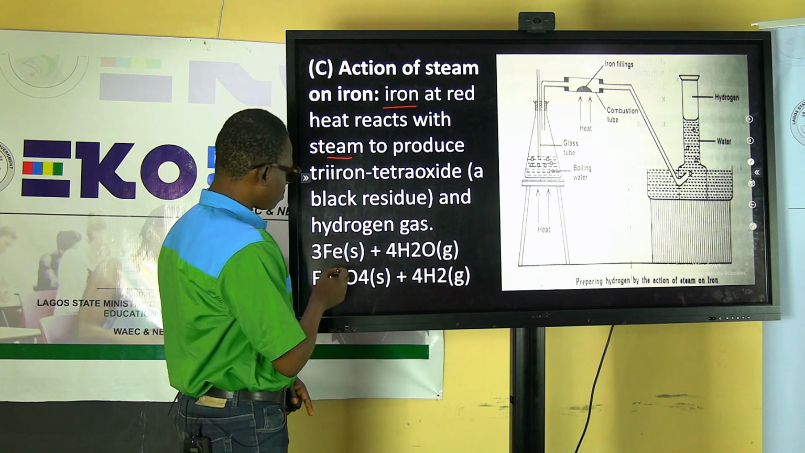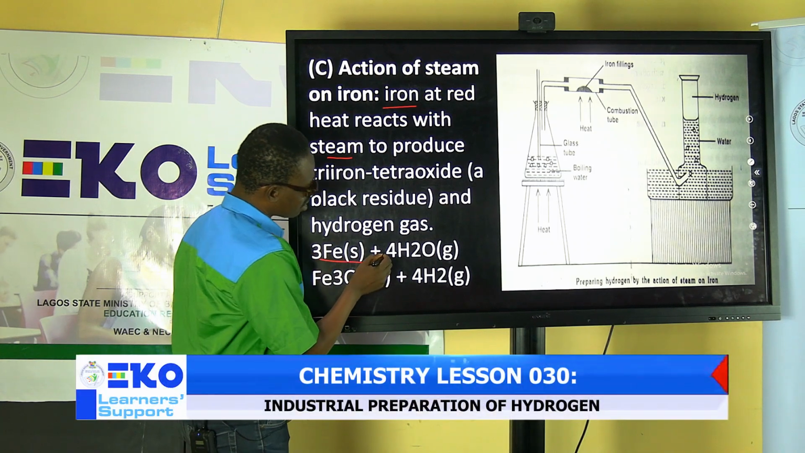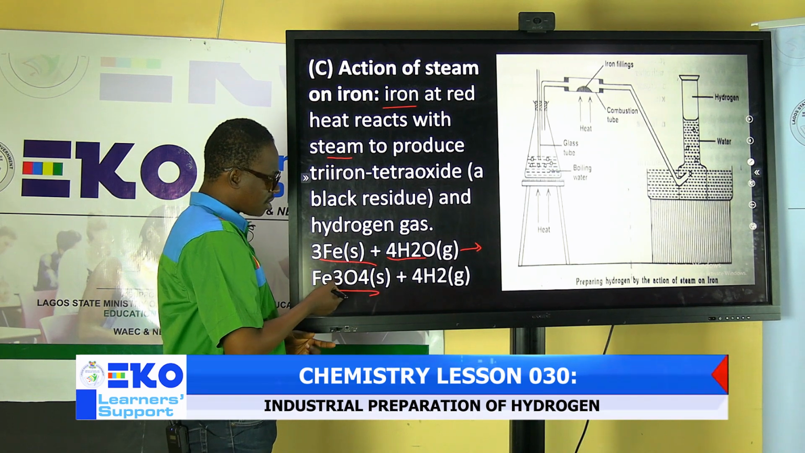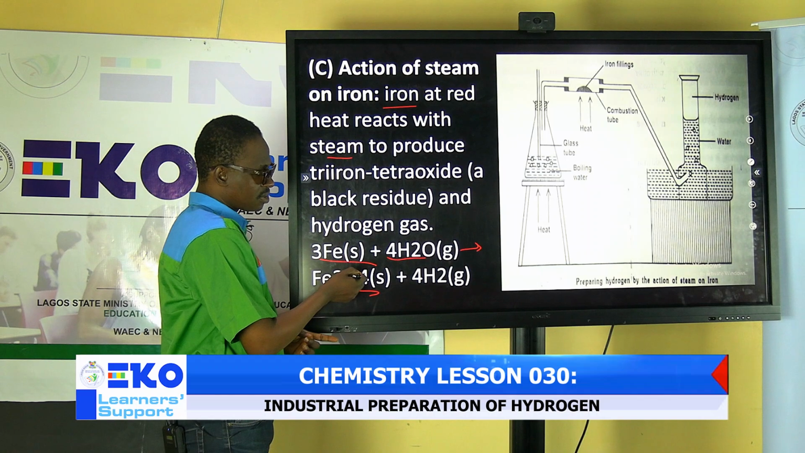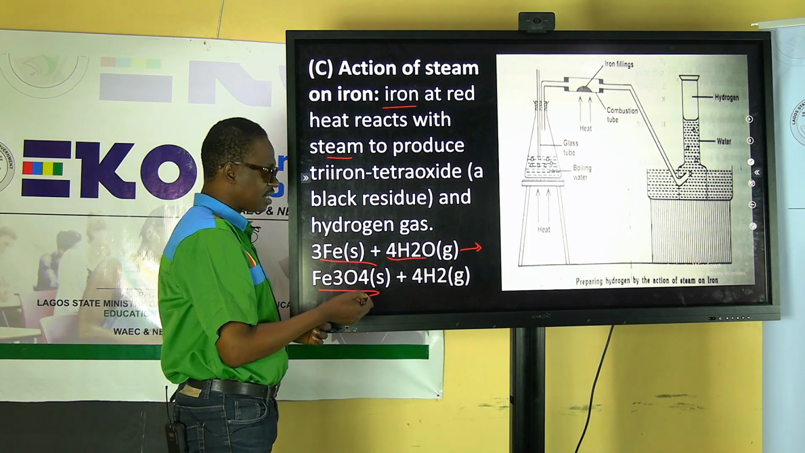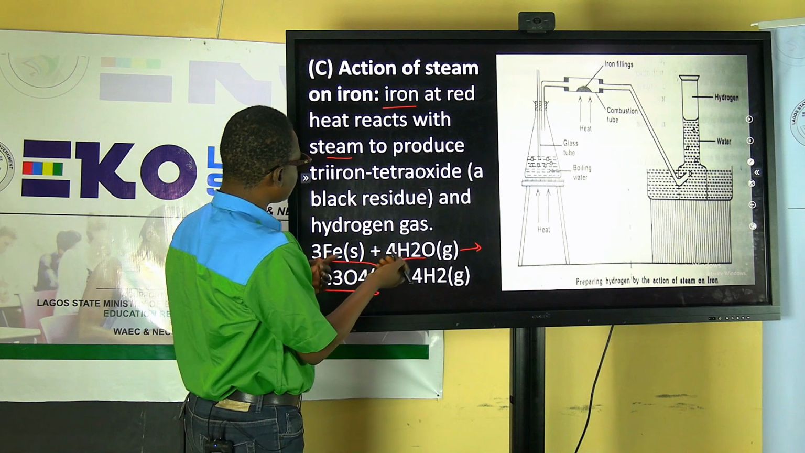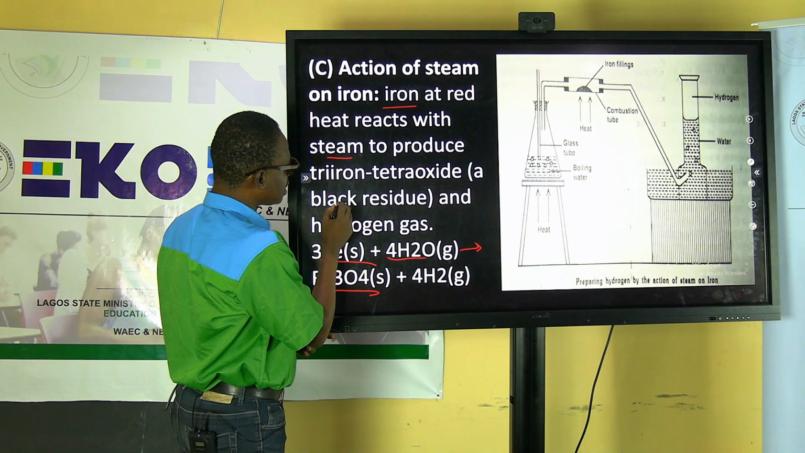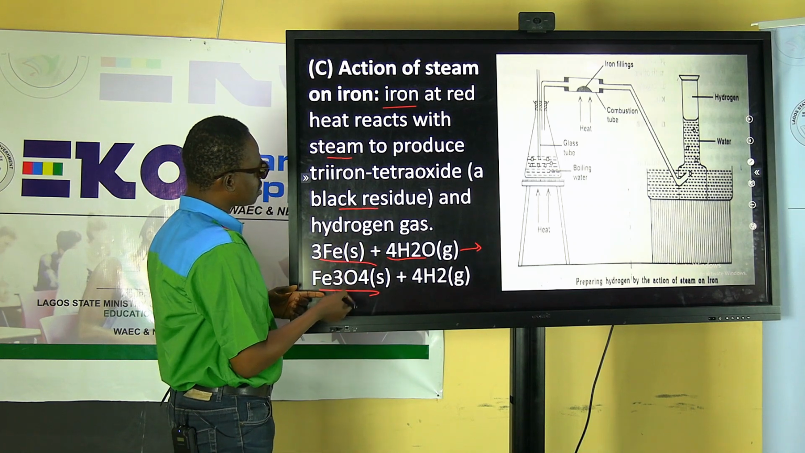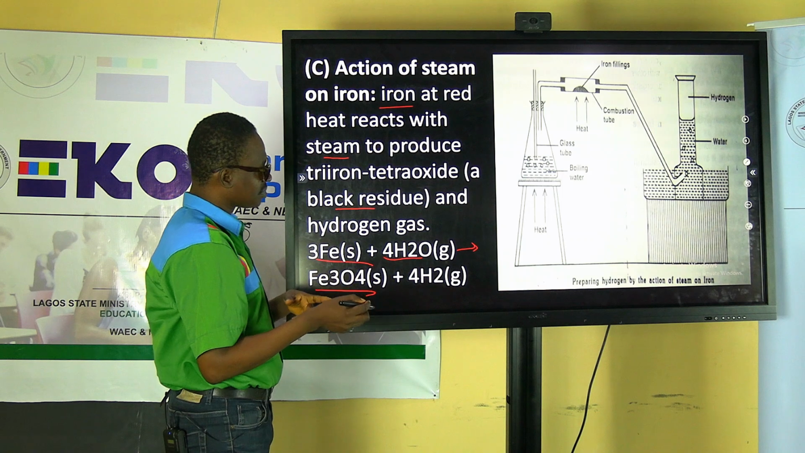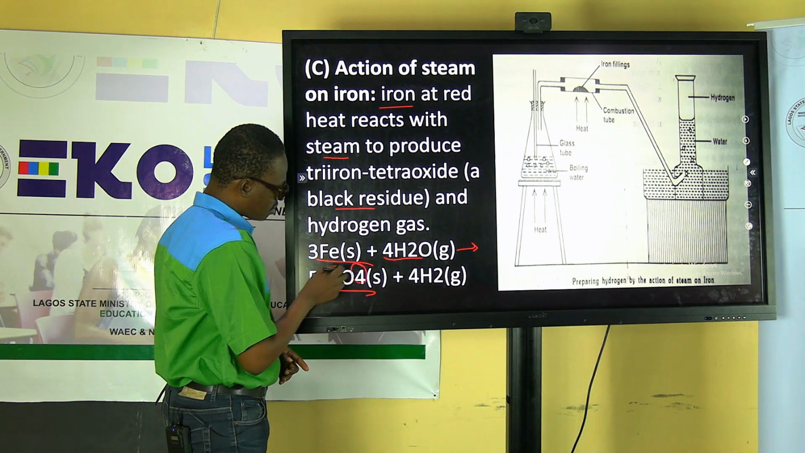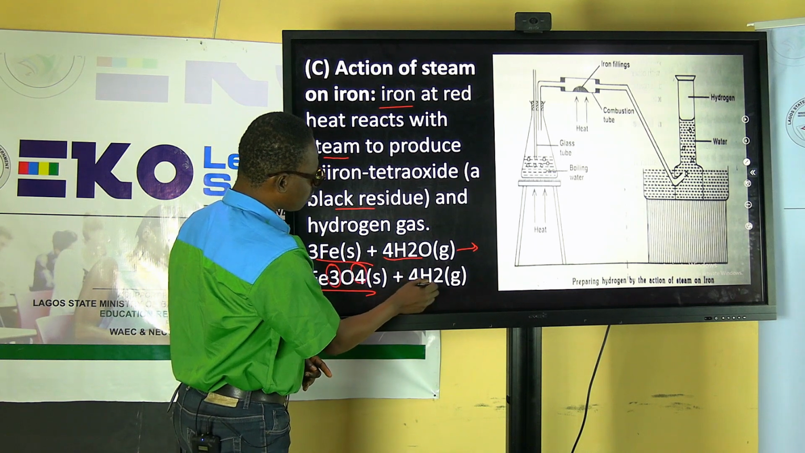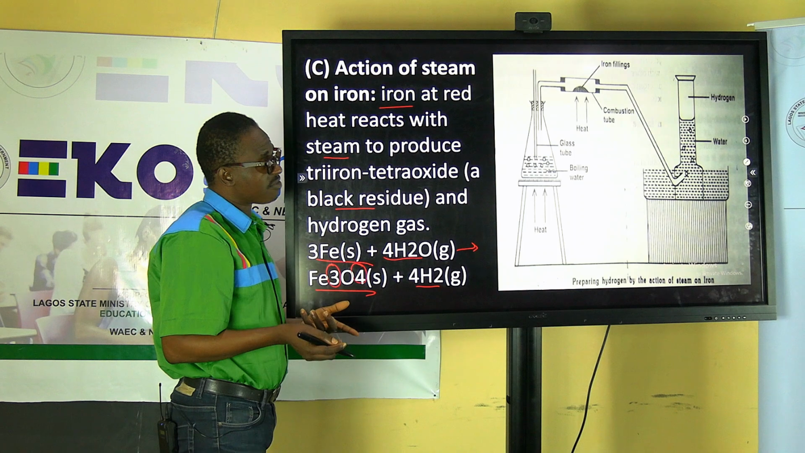So if it happens, look at what happened. Red hot iron is passed through steam. What do you have? You have iron 3 oxide, or we call it tri-iron tetraoxide, or you call it a black residue. Tri means 3, tetra means 4. So tri-iron tetraoxide is formed with the production of hydrogen gas. It's very, very possible.